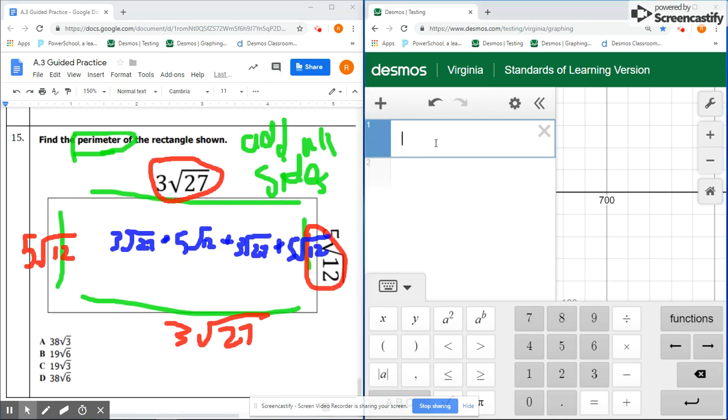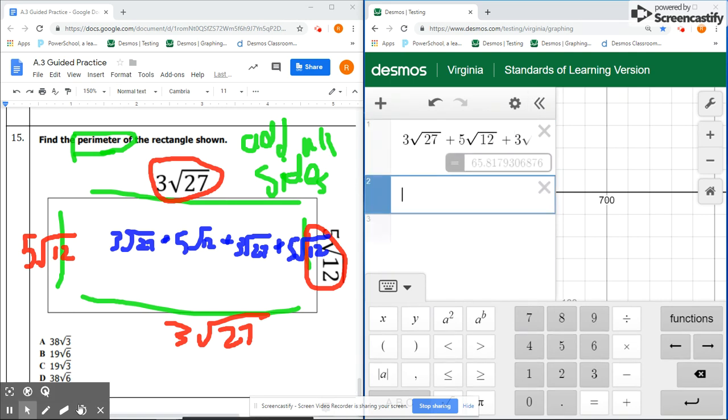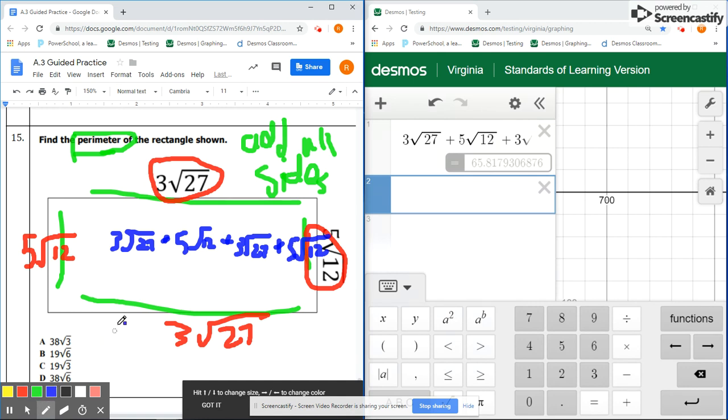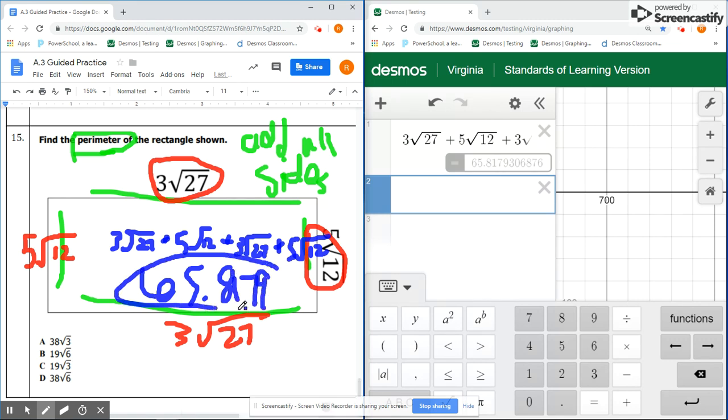Okay, so when we have a number, it's just very easy to check in Desmos. I'm going to type this all in. We have 3 square root 27 plus 5 square root 12 plus 3 square root 27 plus 5 square root 12. Okay, and that answer as a decimal is going to be 65.8179. All right, so that is the perimeter right there. But if you notice our answer choices, they are not in decimal form. They're in exact form, okay? So it's really easy to just check these.